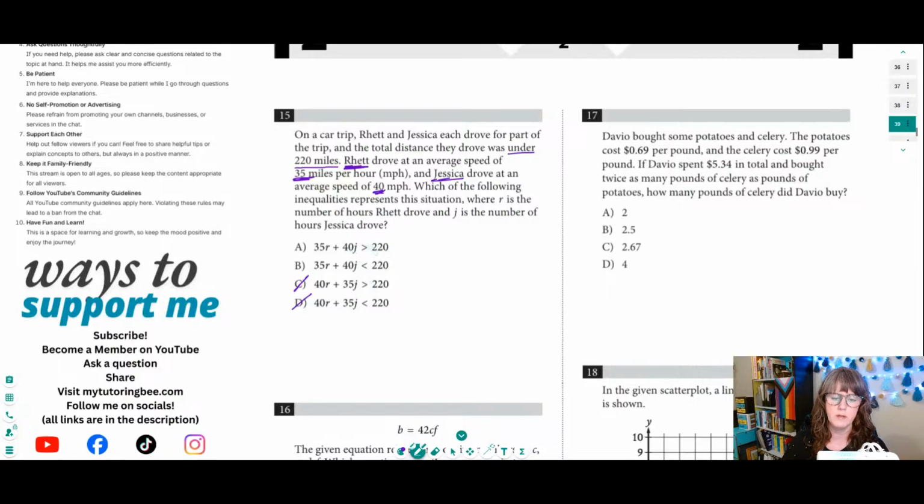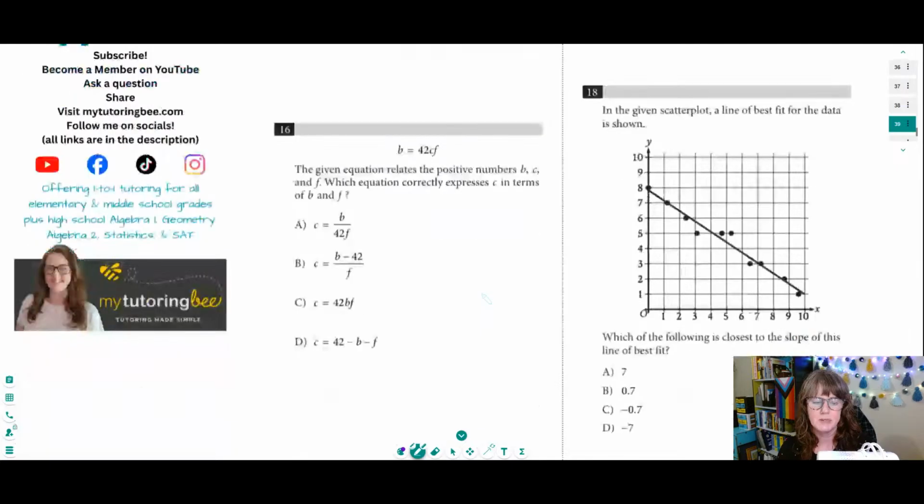So then the only other part that's different about these is the inequality symbols. So it says that the total distance that they drove, which is what this part of the inequality would represent, was under 220 miles. So that's going to be selection B because that is the only one where the distance is less than 220. All right, let's go to 16.